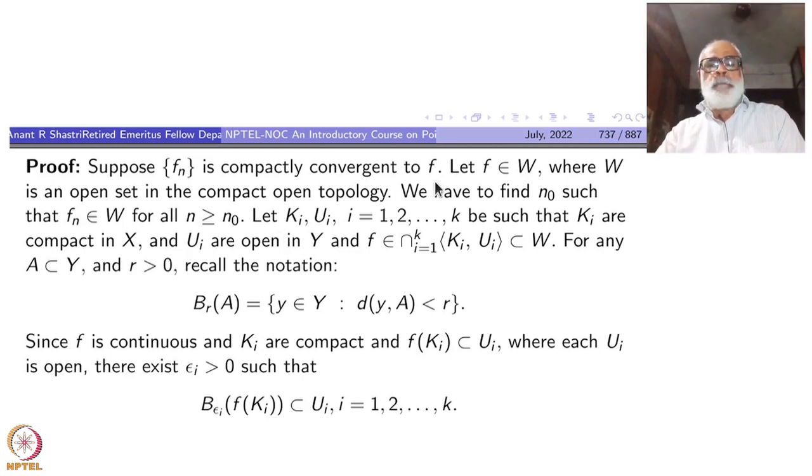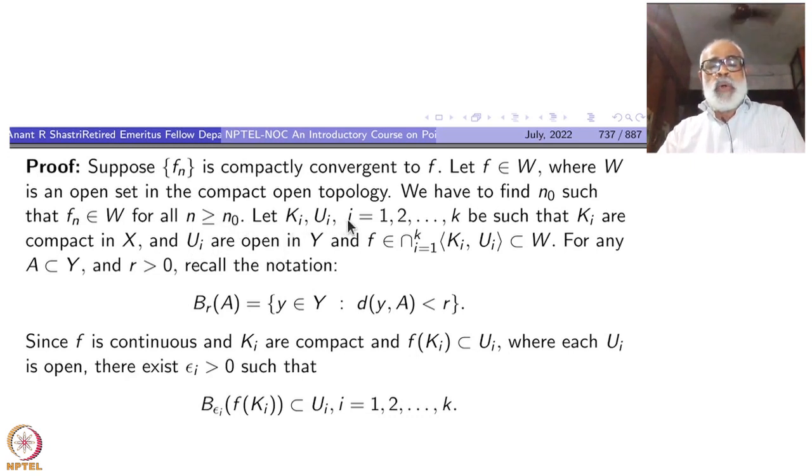Suppose fn is compactly convergent to f. Let f belong to W, where W is an open subset in the compact open topology. We have to show that there is some n naught such that fn belongs to W for all n bigger than n naught. So this will prove that fn converges to f in the compact open topology. Okay, so one way implication will be done. So let us do this one.